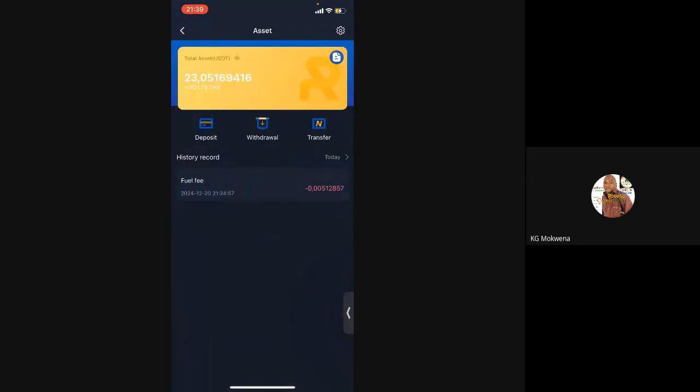Now Royal Q does not miss. Royal Q has deducted its share of the profit. Royal Q deducted a fuel fee of 0.00512857. Can you see that? Yes, that is the fuel fee that was actually deducted from you because Royal Q has done some work. Isn't it incredible? For the transaction. So that's what happens there.